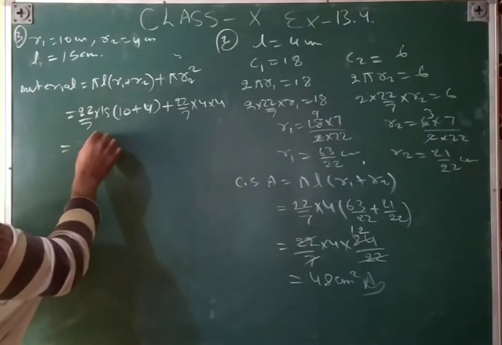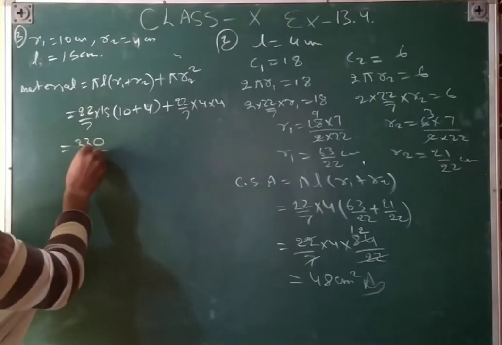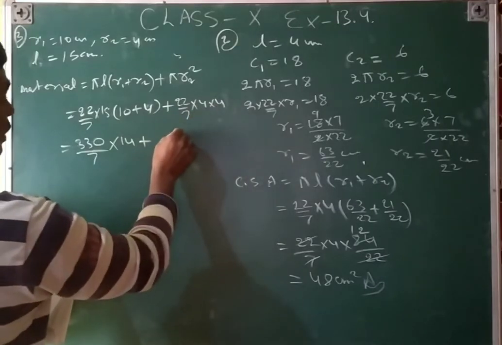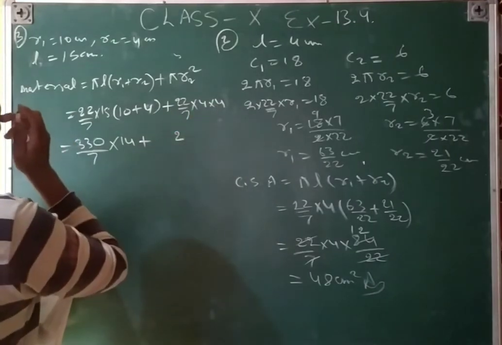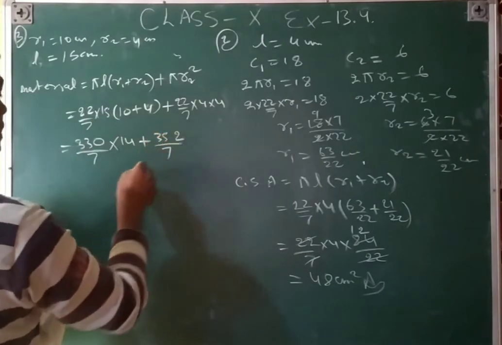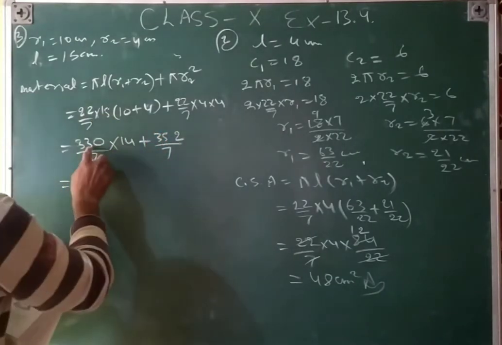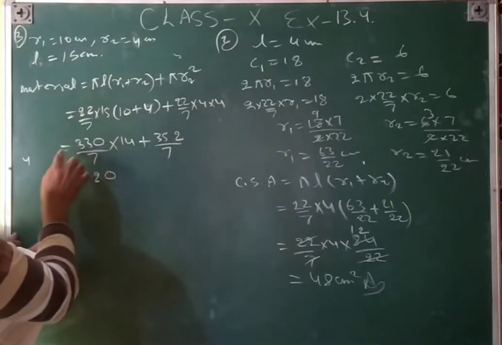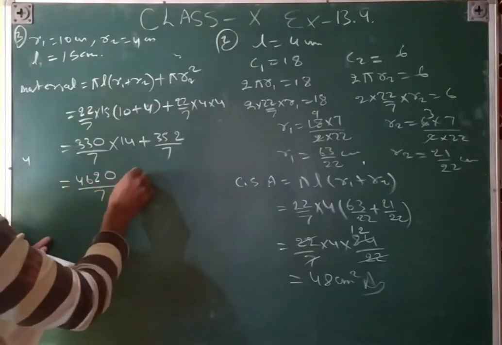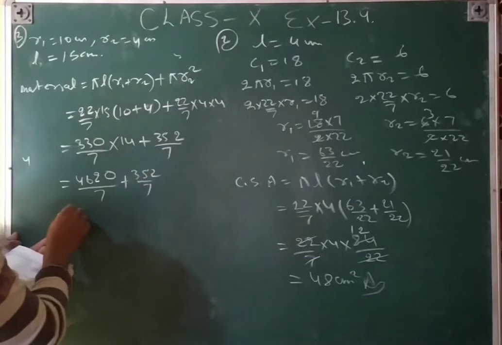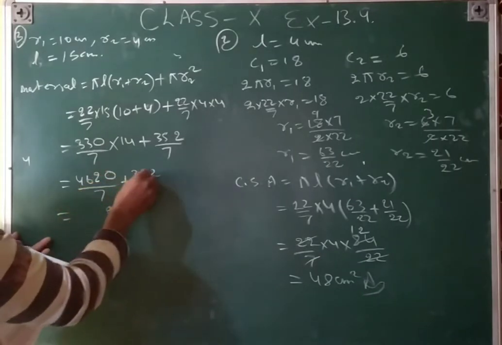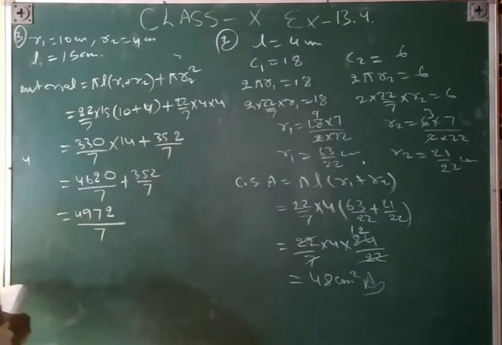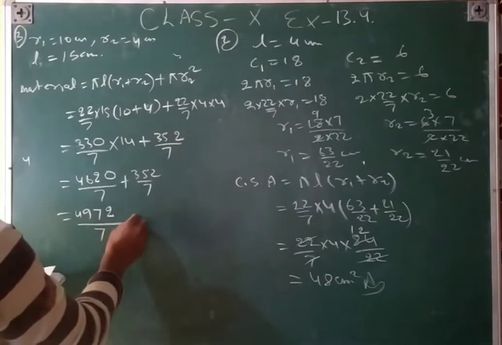Then 15 into 33 upon 7 into 14 plus 4 for 16, 16 into 32, 33, 35 upon 7. So 14 into 3 is 42, then carry 4, 46 upon 7 plus 352 upon 7, and then add, 3 and 9, and then 4 upon 7 centimeter square.